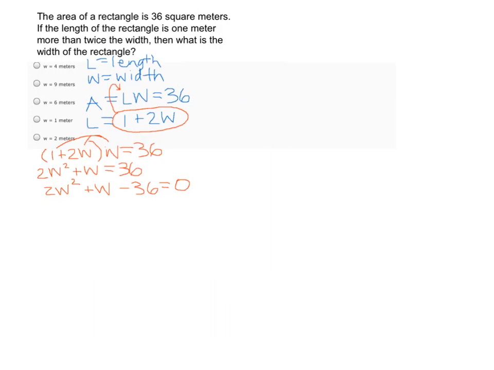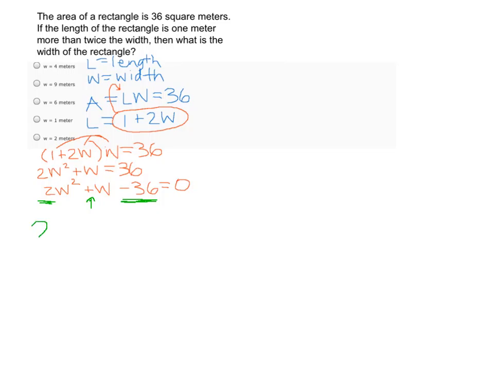Now we want to use the method of factor by grouping to continue to solve this problem. So we want to look for factors of a negative 72 because we multiplied the leading coefficient by the constant. And we want those factors to add up to a positive 1. And so those factors turn out to be a 9 and a negative 8.